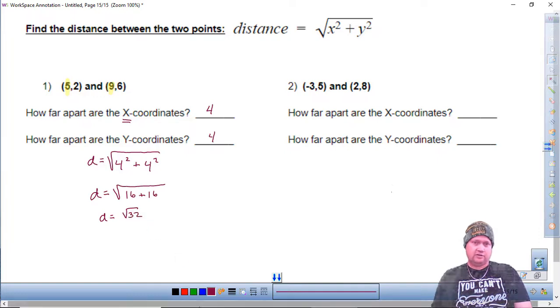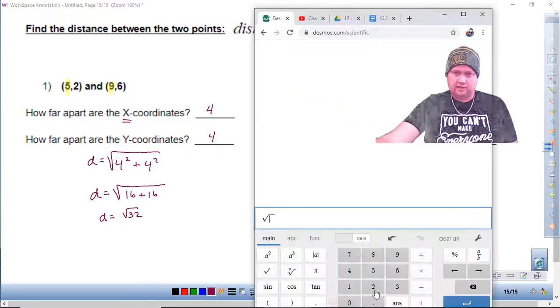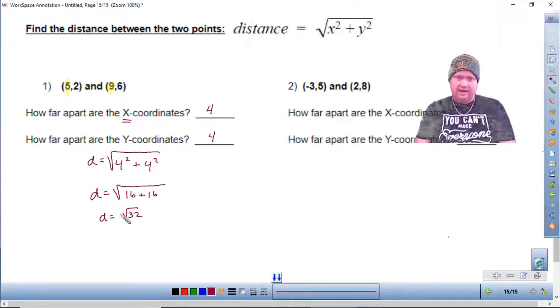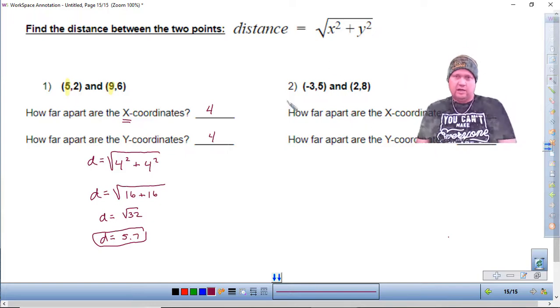And all I have to do now is go down to my calculator and figure that out. Let's take the square root of 32, and we get 5.65. So that's going to be 5.7 if I round that off correctly. I'm not going to write the word units. We'll just call it 5.7. Those two things are 5.7 apart.